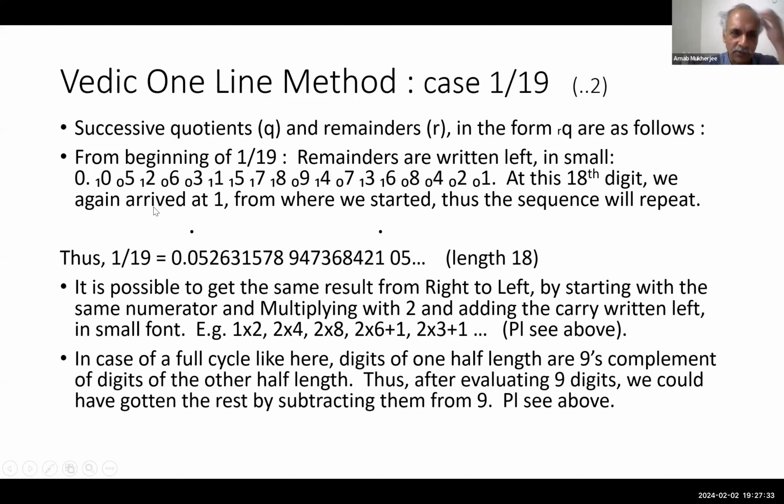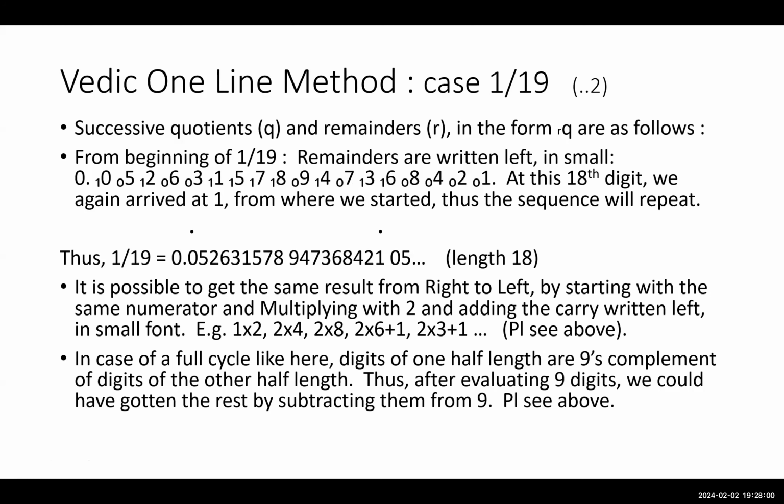Suppose somebody asks you 5 by 19. 5 by 19 will be 0.2631, like this. You tell me 0.26315 and it goes like this, and then it ends up at 5. This remainder information is required for making this transparent, but when somebody asks you the final answer, you write just the digits.